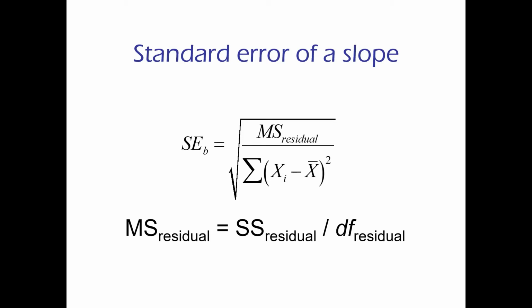Here is how we calculate the standard error of the slope. It is the square root of the mean squares of the residual divided by the sum of (xi minus x bar) squared. The mean squares residual is calculated as the sum of squares residual over the degrees of freedom residual.